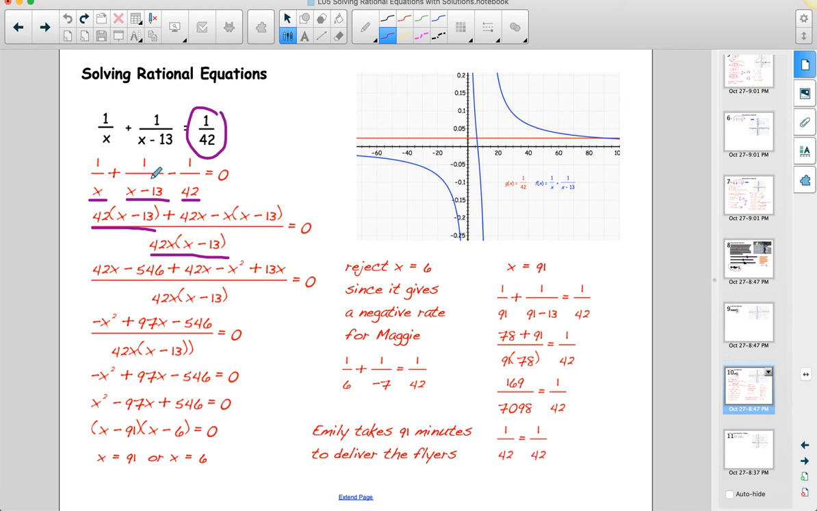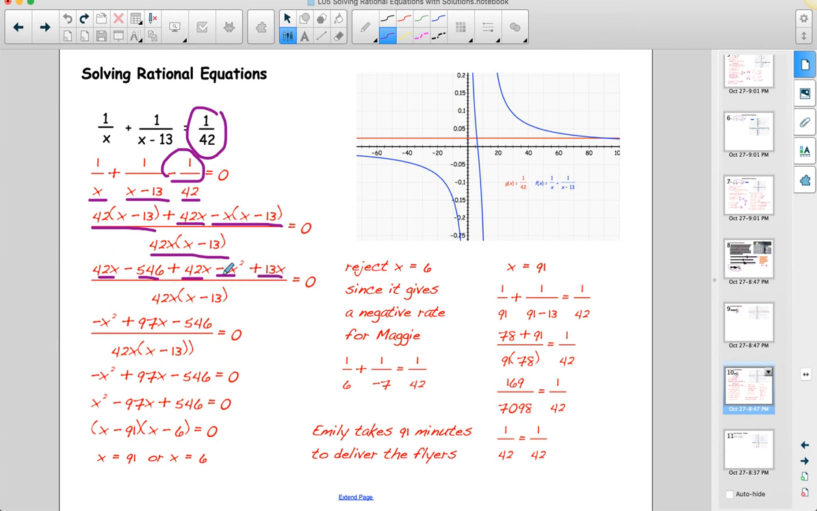I'm now going to have to multiply this 1 by 42 and the x. That's where that piece came from. I'm now going to have to multiply this negative 1 by x and x minus 13. That's where that piece has come from. And if I expand, I get 42x minus 546. There's the 42x. Expanding here, minus x squared plus 13x.